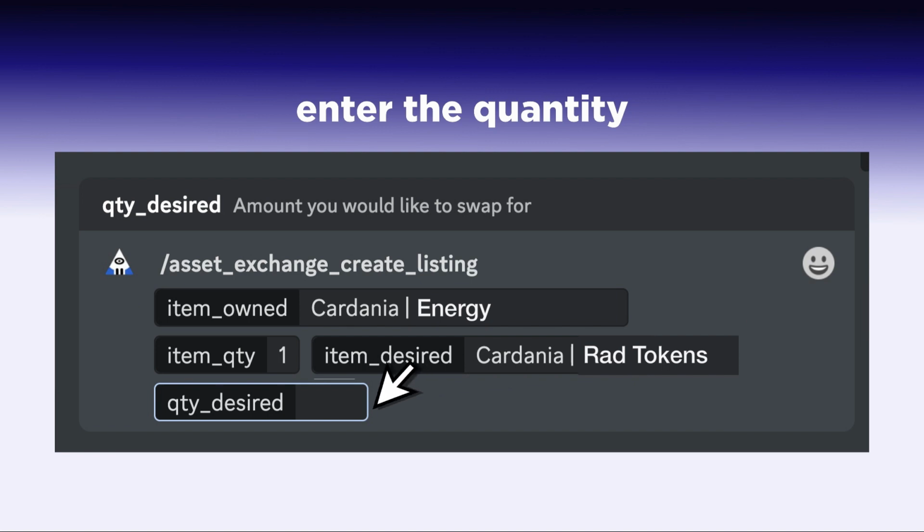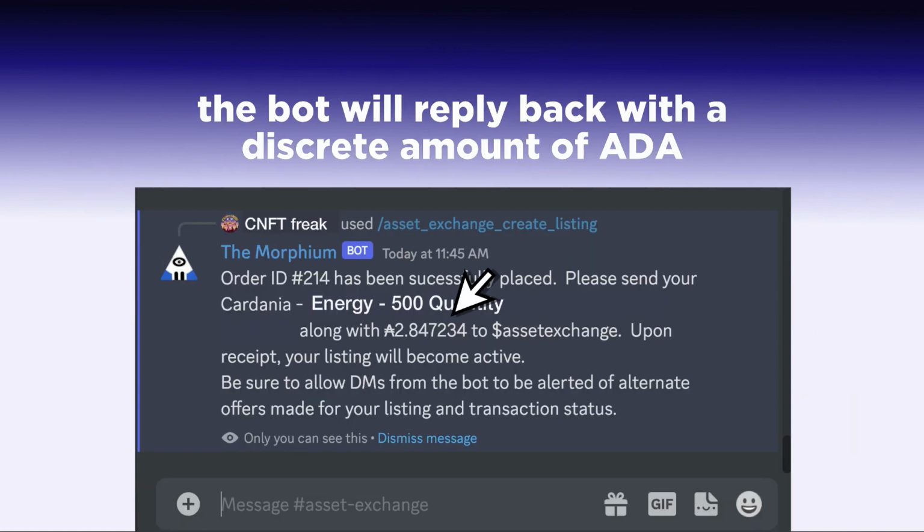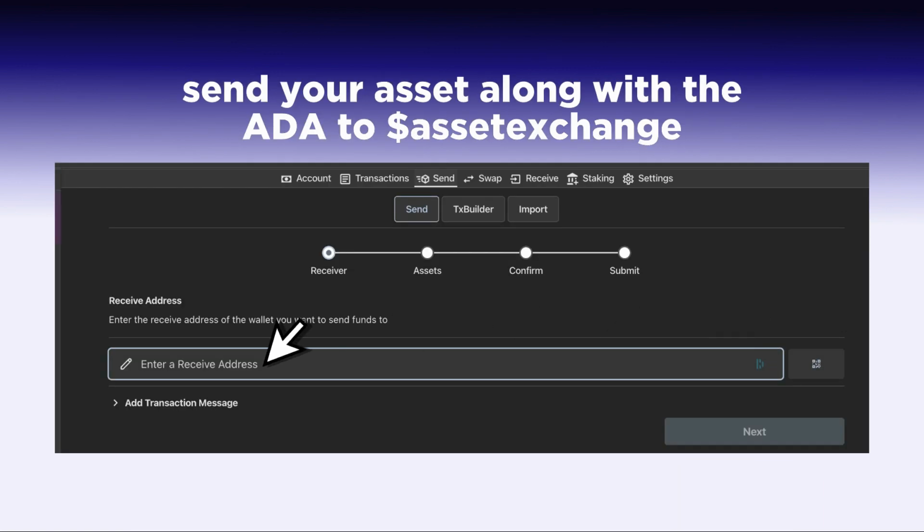Enter the quantity. The bot will reply back with a discrete amount of ADA. Send your asset along with the ADA to $asset exchange. Your listing is not active until this occurs.